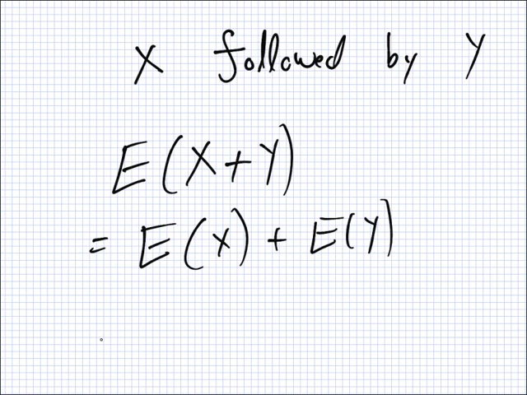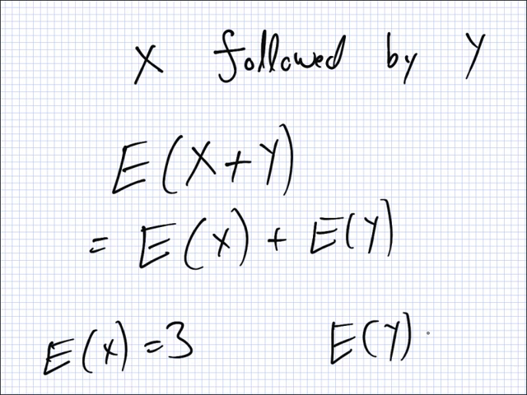So let's imagine, for example, I expect to win €3 from game X and I expect to lose €1 from game Y. Then what do I expect to gain from playing X plus Y, the two games? Yeah, should be 2. That's all nice and straightforward, isn't it?